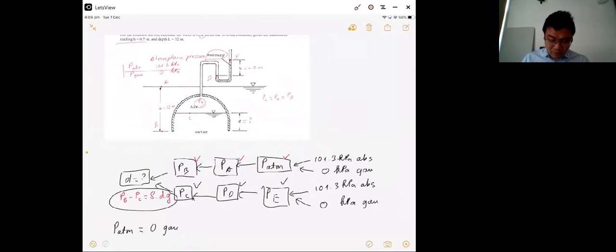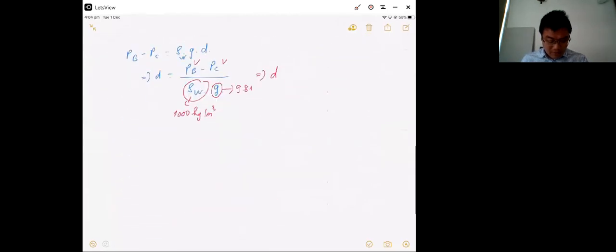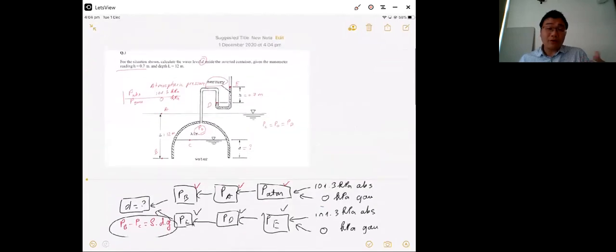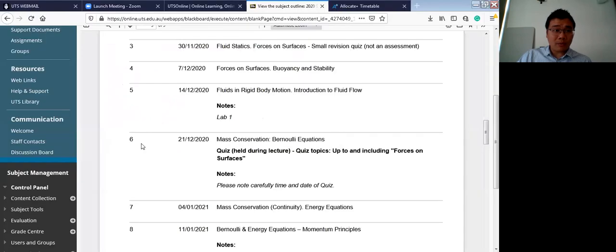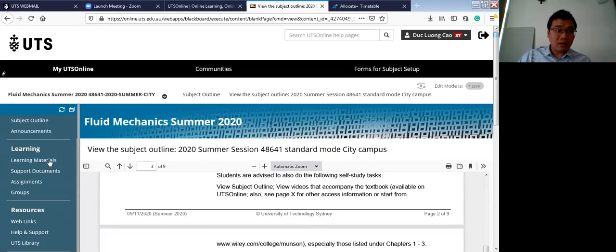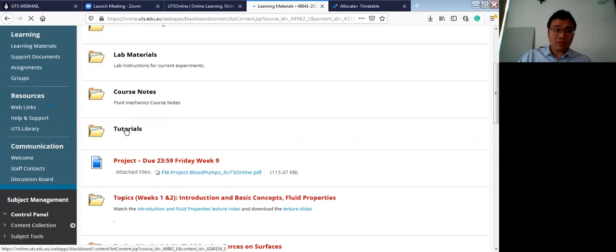And you can find PD if you know PE, because the distance between D and E, S, is 0.7 meter, and PE is atmospheric pressure. From this, you can find D. The solution is on tutorial 2 on UTS Online, question 1 about pressure variation. This week we will continue with pressure variation, tutorial 2.